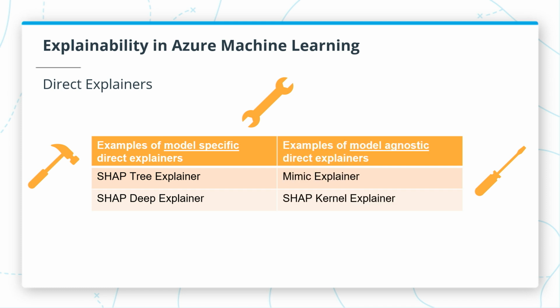Some direct explainers are model agnostic, meaning they can be used to explain any model regardless of the algorithm that was used to train it. For example, the mimic explainer creates its own model that is trained to approximate the predictions of the original black box model. The approximation it creates is, however, readily explainable and can be used for models created with any algorithm.